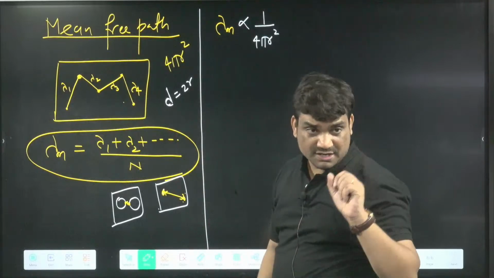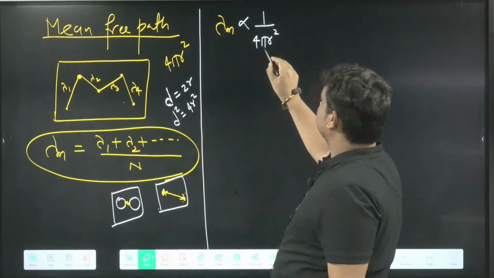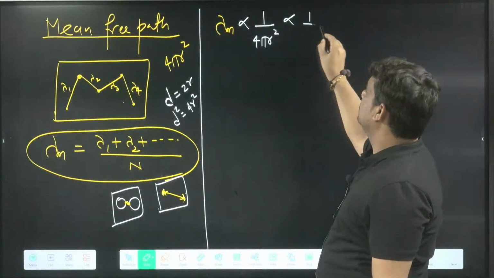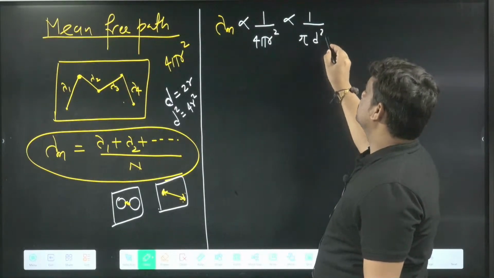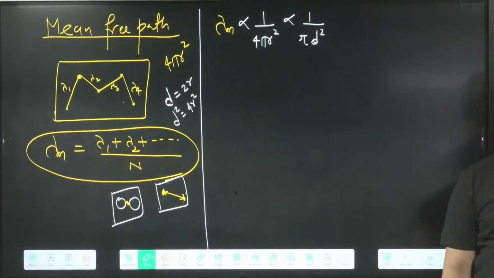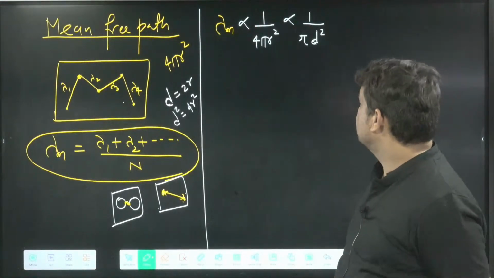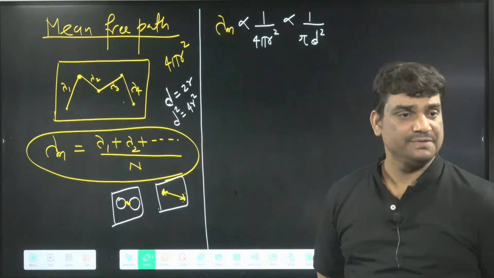Diameter is 2r. So you can see, d square will be equal to 4r square. So this 4r square can be replaced with pi d square. So for lambda m, you have to remember the relation with the radius as well as with the diameter. We can say 1 by 4 pi r square as well as 1 by pi d square.